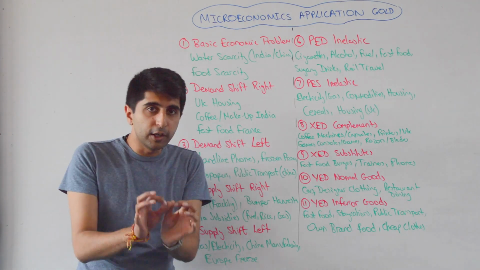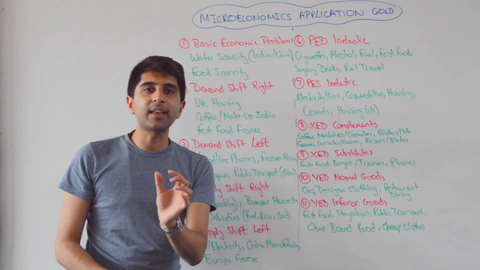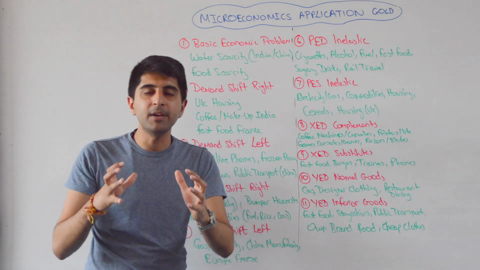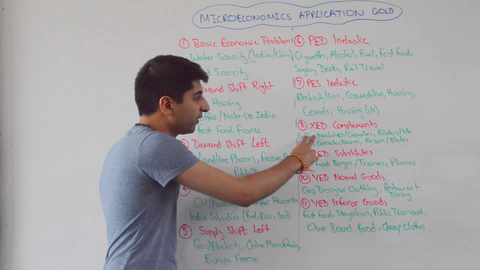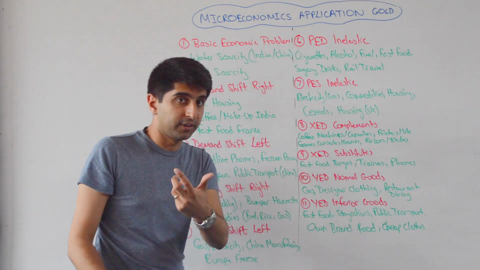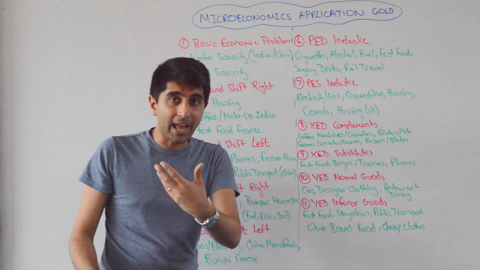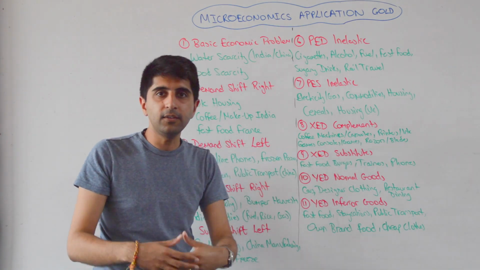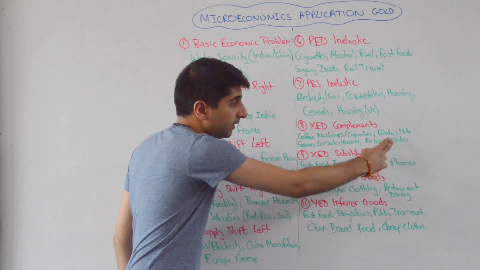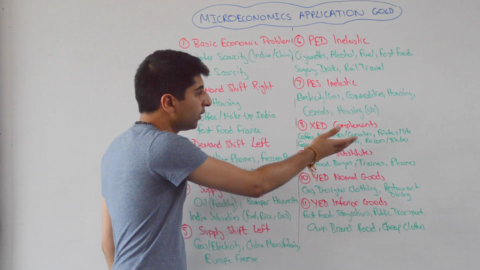What about for XED? If we look at complements, great to use examples of complements where you've got the same business or the same supplier that is producing both complements, like, for example, coffee machines and capsules, Nespresso, printers and printer ink, Epson, for example, games consoles and games, razors and blades, Gillette. So you've got good examples, even razors and the shaving cream that comes with it. Good examples for you to use.